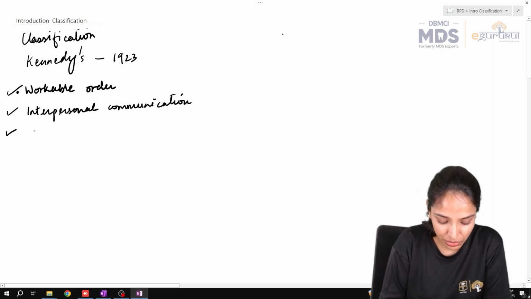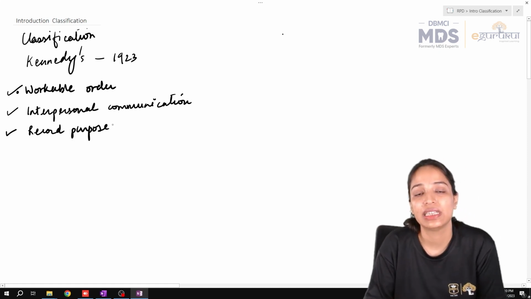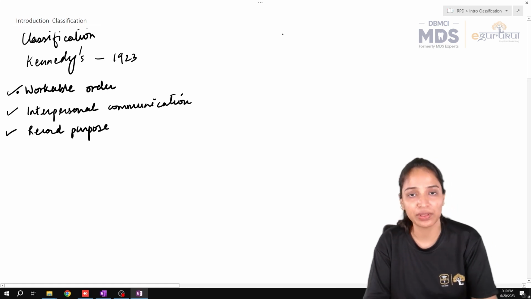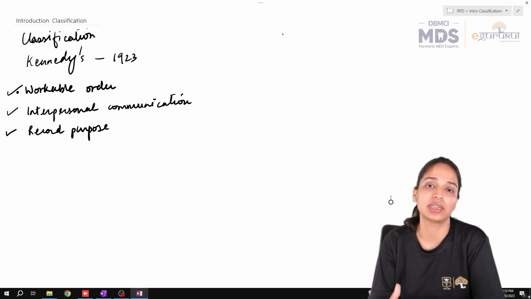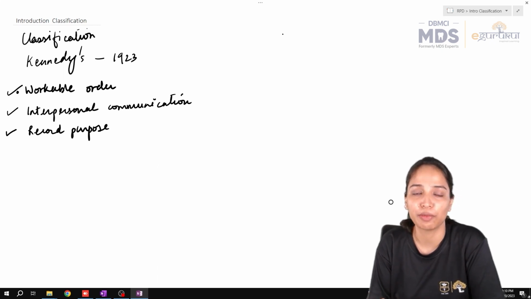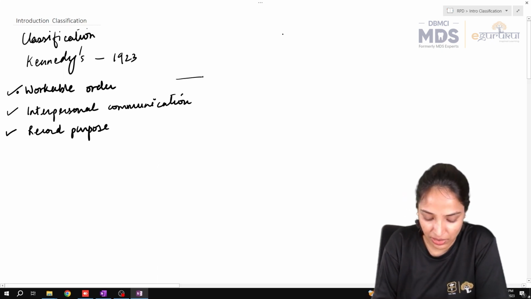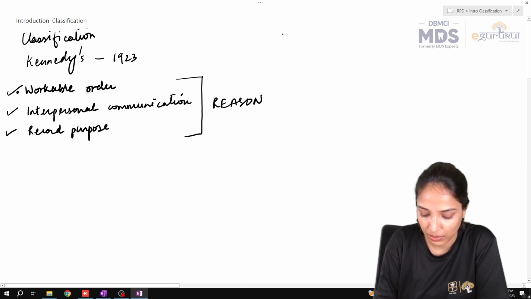Third is to put it down into your case history. So for record purposes, when you examine a patient and you want to put down the patient's clinical scenario, or what is the condition in the patient's mouth, into a case paper, you need a particular nomenclature system. So these are the three main reasons why we need a classification.